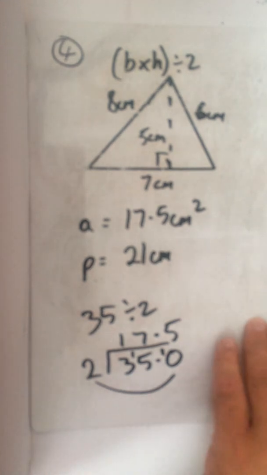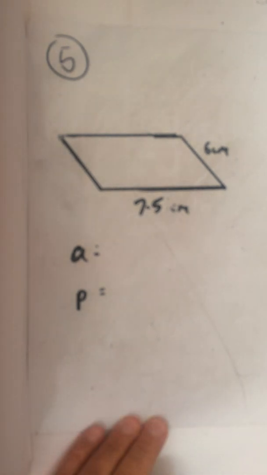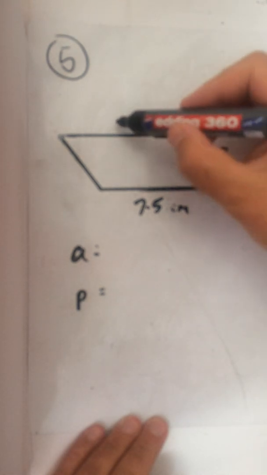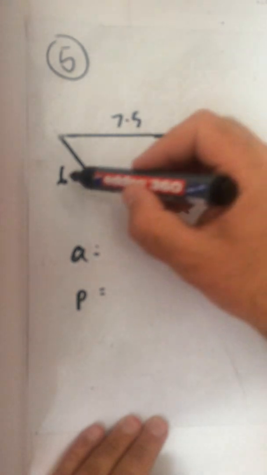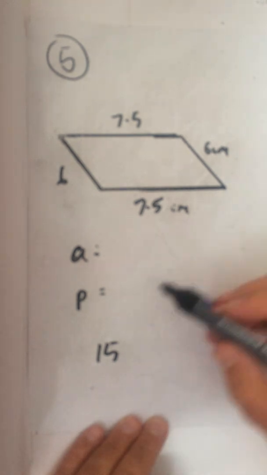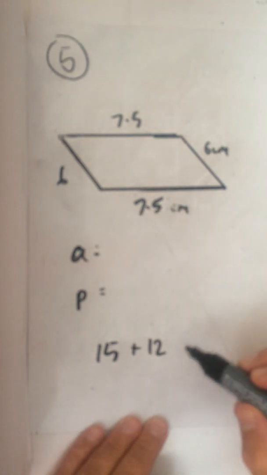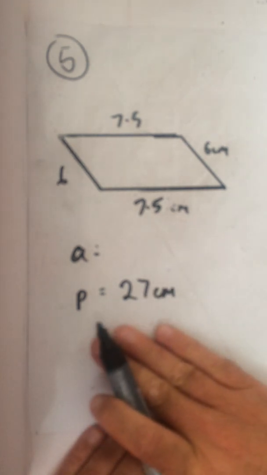Let's have a look at question number 5, please. Pause the video while you do that, press play when you're done. So let's do perimeter to start off. Because it's a parallelogram, the opposite sides will be the same. So 7.5 and 7.5 is 15. 6 and 6 is 12. 15 and 12, 27 centimeters.